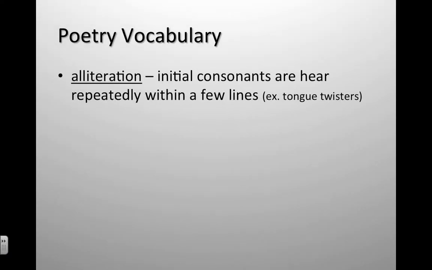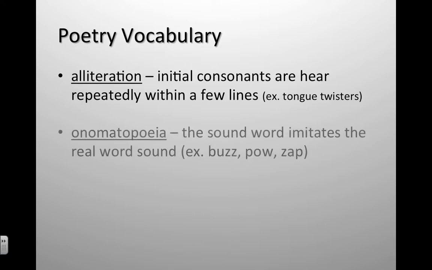Some important poetry vocabulary terminology that I want to make sure you know. The first one is alliteration. Alliteration is when the initial consonant is heard repeatedly within a few lines. So there I have tongue twisters as an example. Peter Piper picked a peck of pickled peppers, or Silly Sally sells seashells by the seashore, that's an example of alliteration. There's a really great book out there called Piggy Pie, and it says in that story something like, she's looking for 8 plump pink piggies for Piggy Pie. That's a great book to use to teach kids about alliteration.